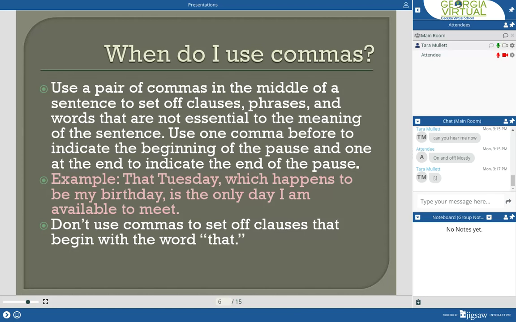Don't use commas to set off clauses that begin with the word that. So here, the comma is not setting off the clause that Tuesday. It's setting off the clause which happens to be my birthday. So to remove it, that Tuesday is the only day I am available to meet. That is a complete independent clause. Which happens to be my birthday is dependent. It is extra information. It's kind of an appositive. An appositive is extra information added into the middle of the sentence and has to be set off by commas because it's dependent. It cannot stand by itself.